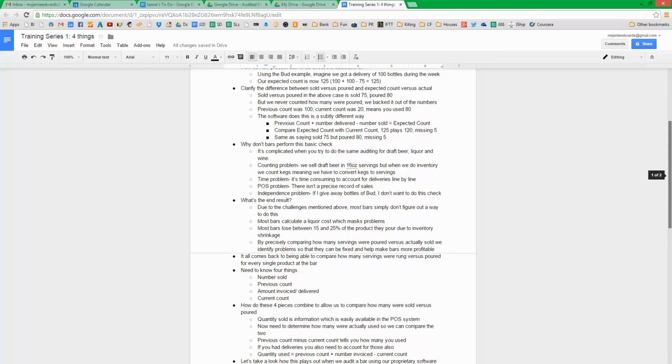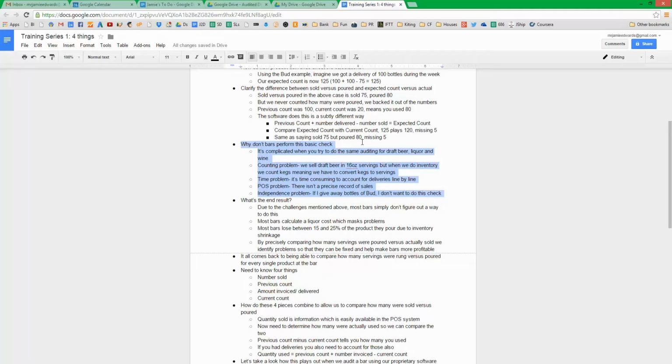So this seems relatively easy. A little bit complicated. We had to consider the deliveries and all of that stuff, and old count, current count. A little bit confusing. But in general, it wasn't that difficult of a calculation. So if bars are losing money, why aren't they doing this basic check? Well, we did the example with bottles of Budweiser, but it's more complicated when we try to compare how many servings were rung versus poured for draft beer, liquor and wine.